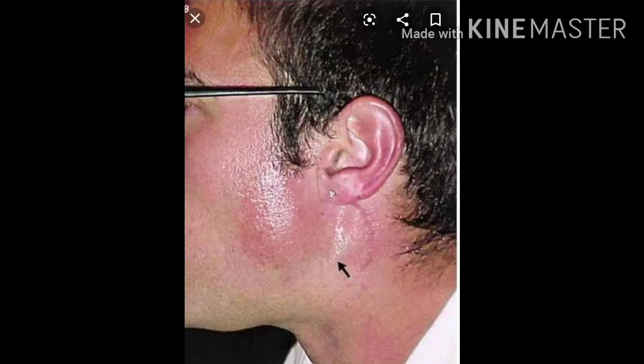The next syndrome is Frey syndrome, that is gustatory sweating. Whenever the patient eats, there is sweating in front of the ear. This will be discussed in detail when taking the parotid gland.